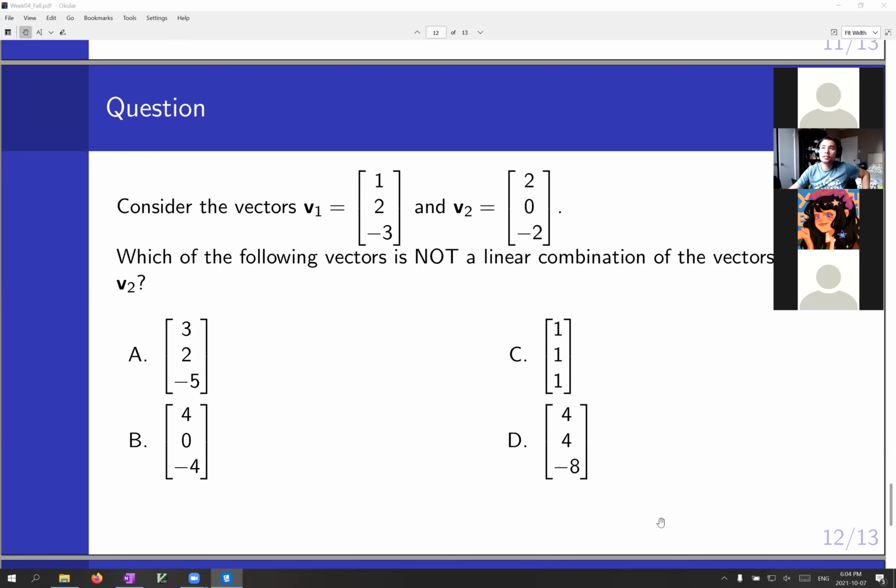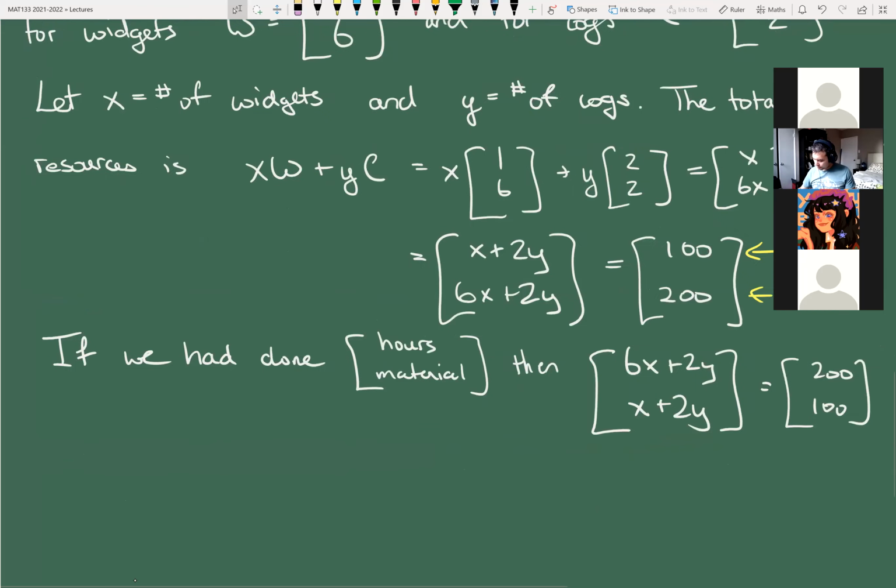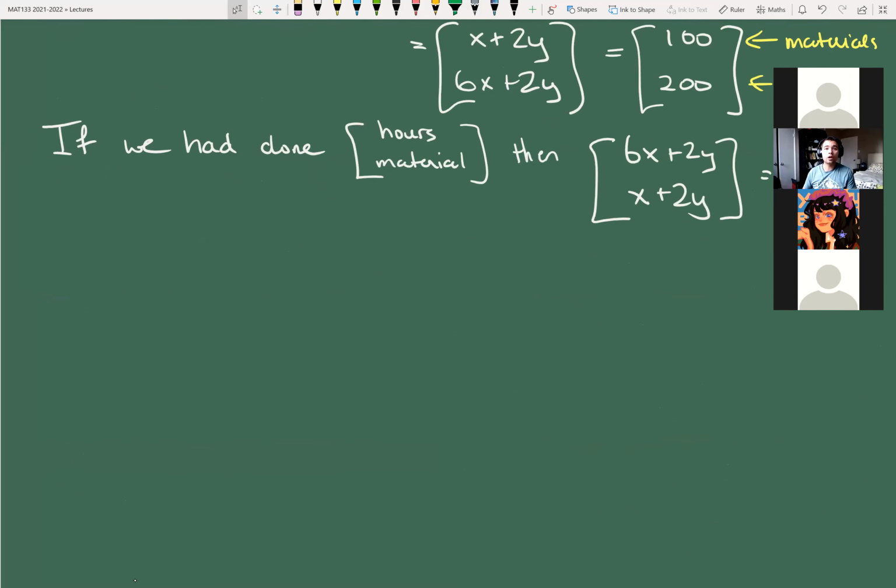Okay, let's end this and share. All right, so overwhelmingly, everyone said C, and C is absolutely the correct answer, which is a great job. Now, remember, what does it mean to be a linear combination? So which question is this? This is question 12.